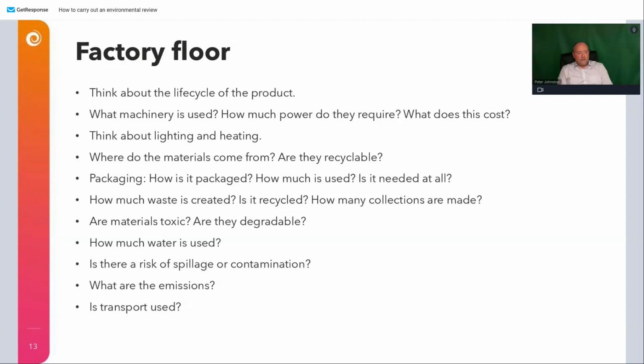So how are you heating it? How are you lighting the area? Again, have you considered motion sensors? Some factories, some workshops will be using the great big blowers that have gas tanks behind them. You know, have you considered infrared? Have you considered infrared heaters that actually heat the people rather than just heating all the space around them? Where do the materials come from? Are they recyclable, especially with packaging? How much waste is created?